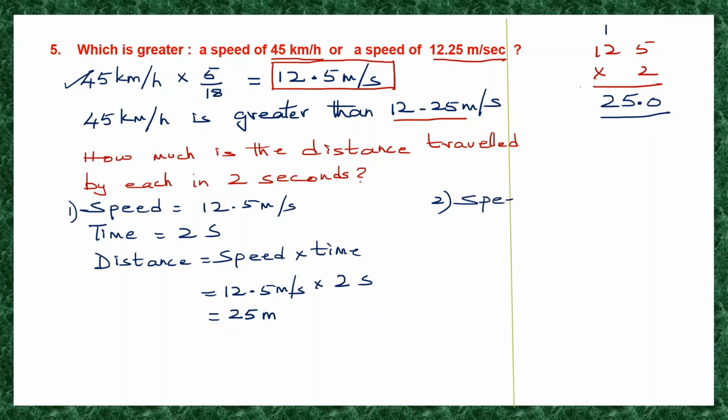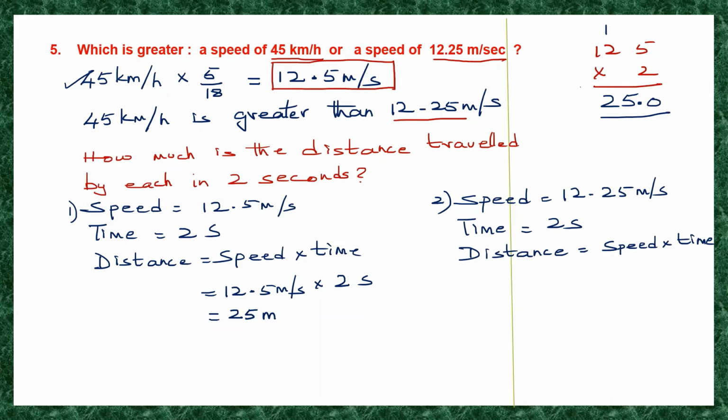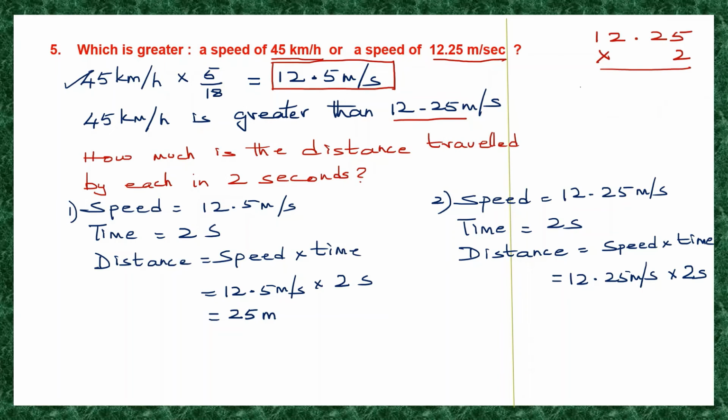Now let's find the distance traveled with the other portion, that is 12.25 meter per second. So same way, the speed in this case is 12.25 meter per second. The time is the same, that is 2 seconds, and distance is speed into time. Speed is 12.25 meter per second and time is 2 seconds. So let's multiply 12.25 into 2. So we're going to ignore the point and multiply. So 2 5s are 10, carry 1, 2 2s are 4 plus 1, 5, 2 2s are 4, then 2 1s are 2, put back the point, 24.50.